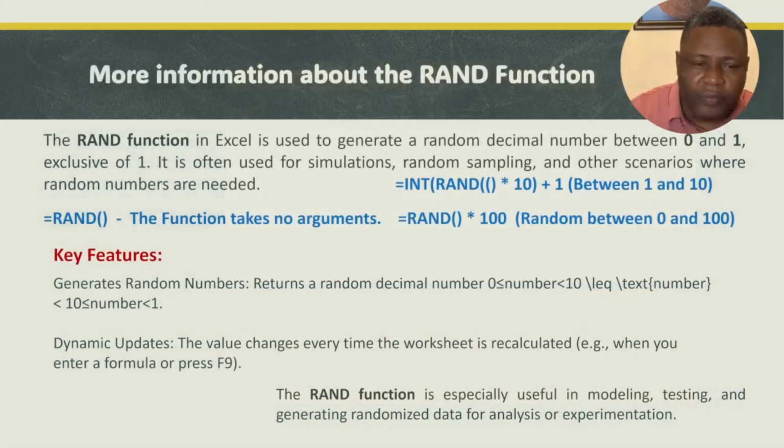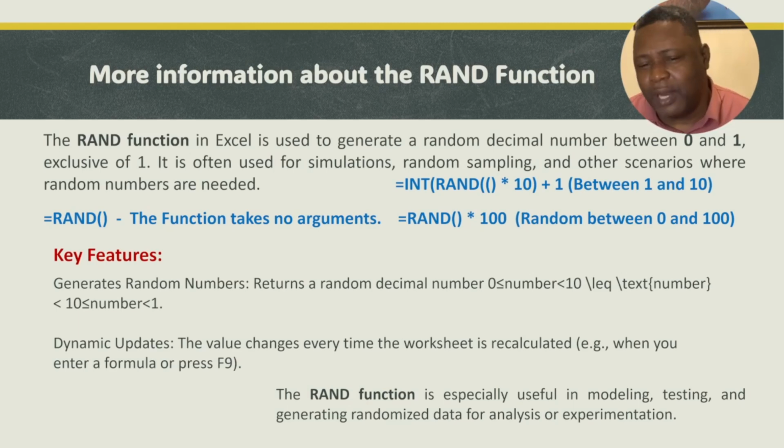The RAND function is an arithmetic function. Now, the RAND function in Excel is used to generate a random decimal number between 0 and 1. So it is exclusive of 1. Of course, it's just between 0 and 1. So you need to understand that it's not going to show you 1, but it's going to generate a value between 0 and 1. So it's often used for simulations, for random sampling, and other scenarios where random numbers are needed.